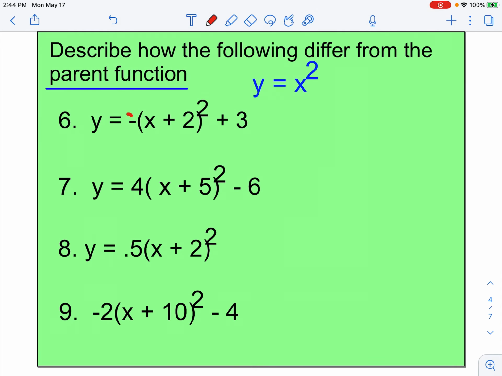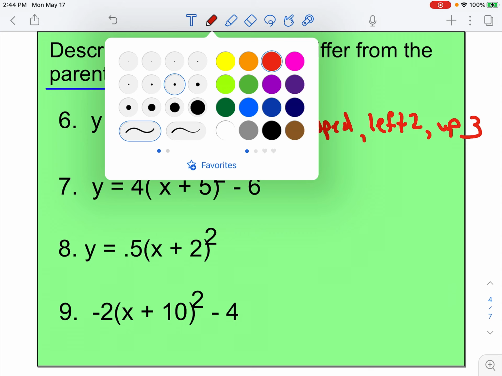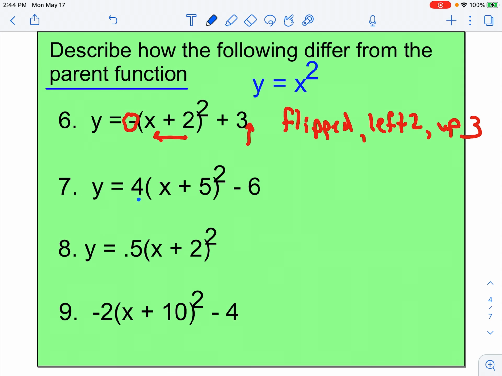So on this first one right here, this negative is going to flip it, and plus 2 shifts it to the left 2, and plus 3 is going to move it up 3. So you can see if you got that one correct. Moving on, this 4 right here is positive, so it's not flipping it over, but instead it's going up 4 over 1, so it's going to be more narrow. So we say it's narrower. Plus 5 is moving it left 5, and minus 6 is down 6.